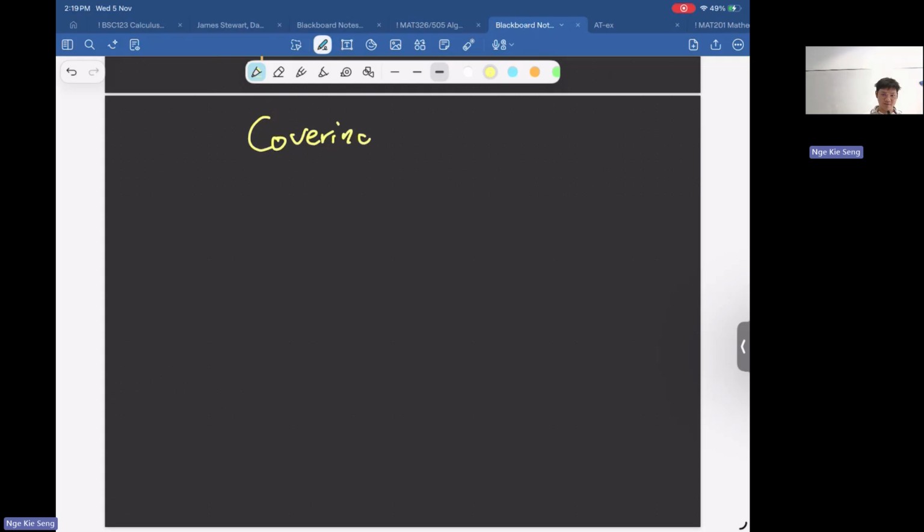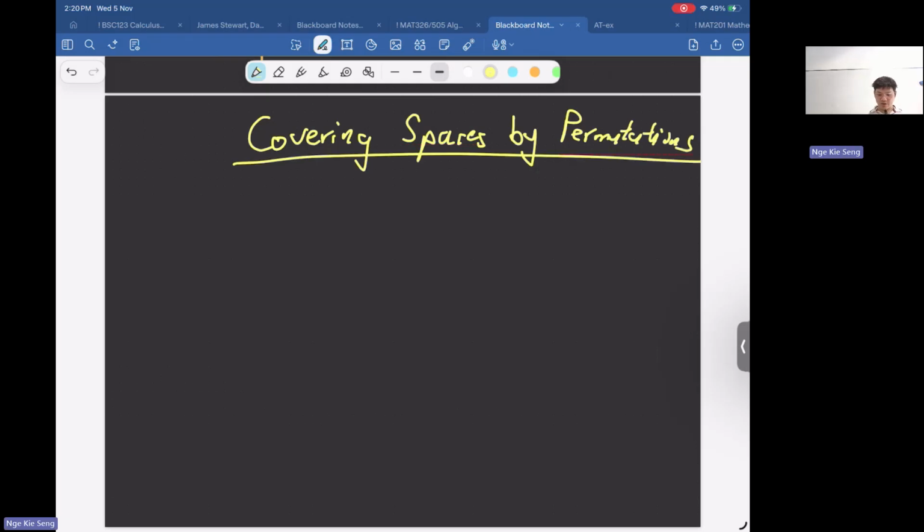I mean, classify covering space is a way to jot down the different type of covering space. Okay, so it's using permutation. Okay, S_N. Let's look at some examples. Let's look at some motivation here.